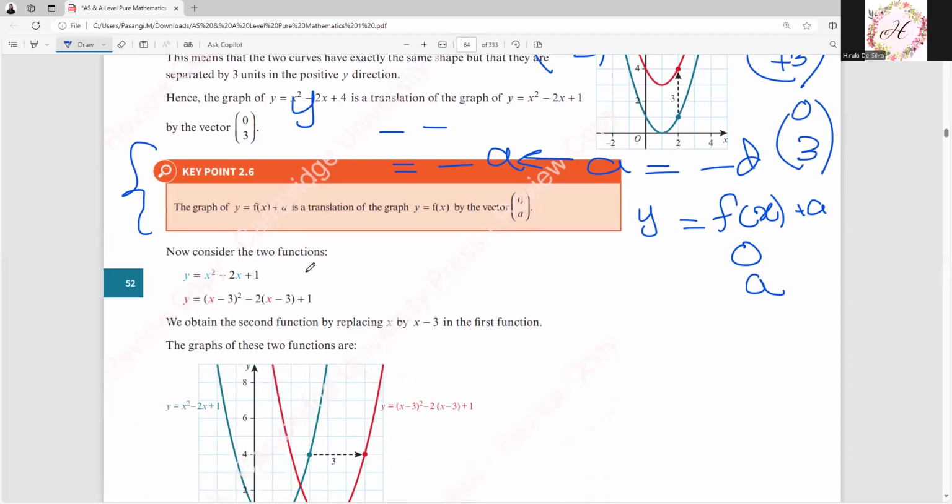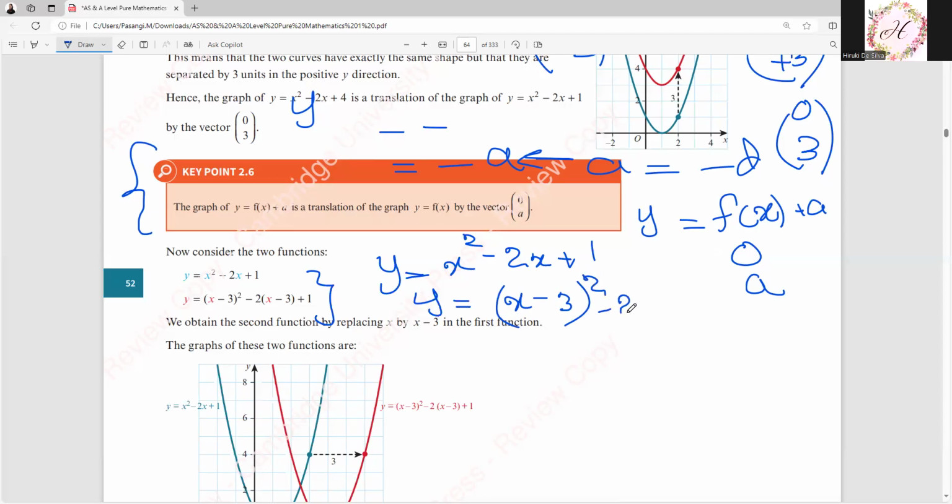Now look at these two. What do you think? If we have the equation y equals x squared minus 2x plus 1, and also y equals, now we have, (x minus 3) squared minus 2 times (x minus 3) plus 1. Now what do you think will happen?